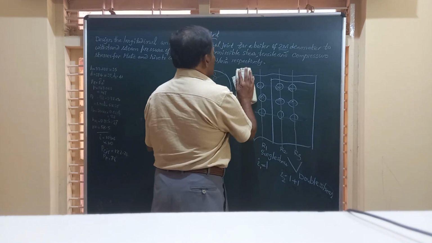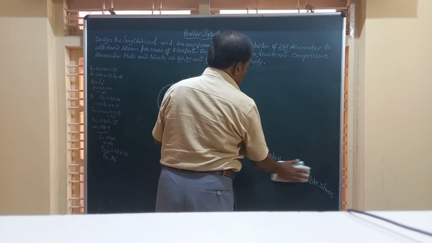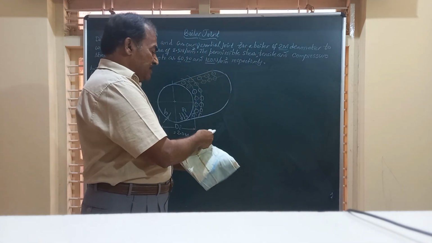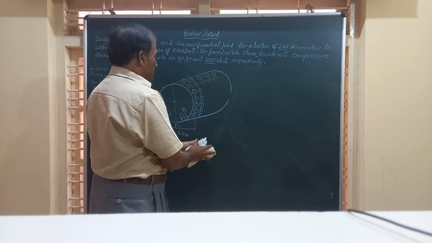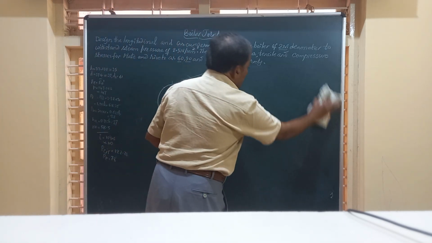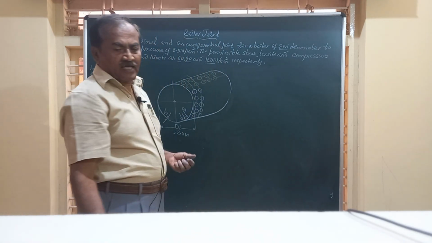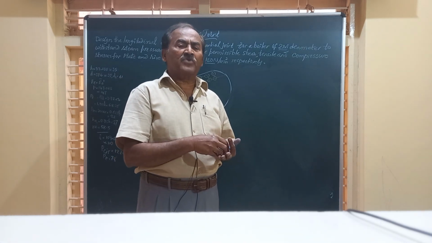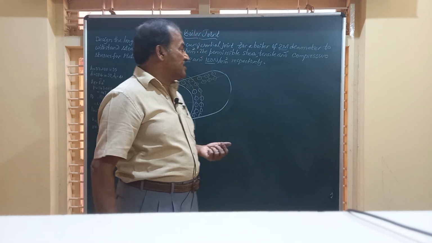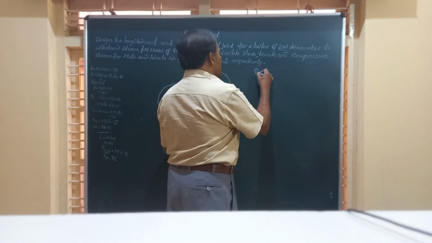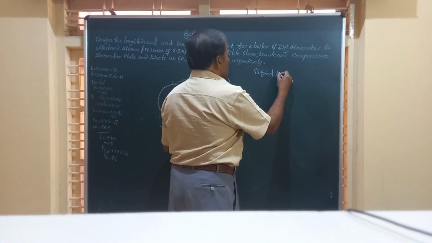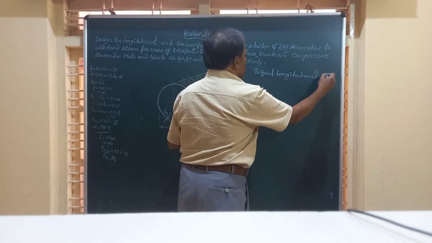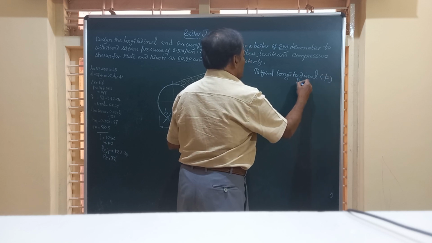Now friends, till now we have found out the diameter of the rivet and also the diameter of the hole to be drilled in the shell. Now let us find out the other parameters of this longitudinal joint. Next we are going to find out the longitudinal pitch, represented by small p.